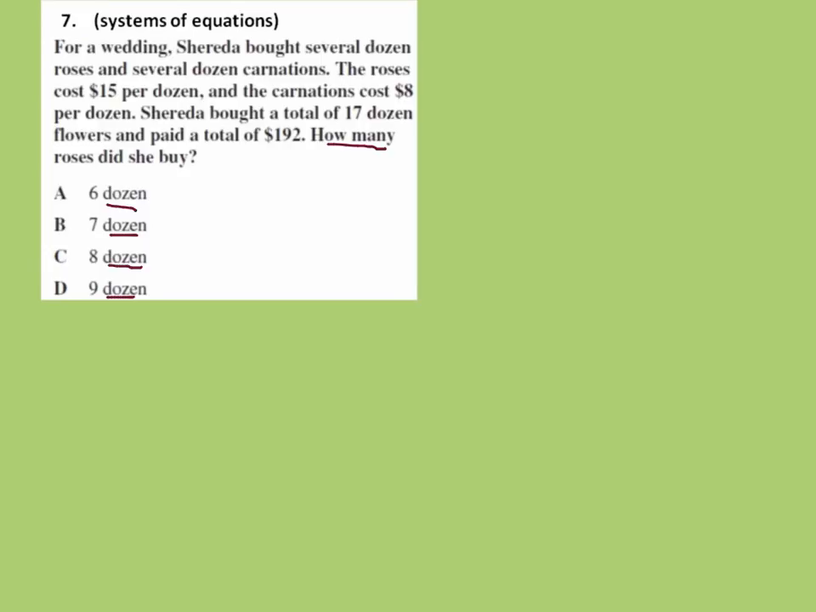Okay, so we know that we have to make equations out of this. It says the roses cost $15 per dozen and the carnations are $8 per dozen, so we can say $15 times however many dozens of roses we buy, and $8 for every carnation we buy. So that would be represented by 15R and 8C.